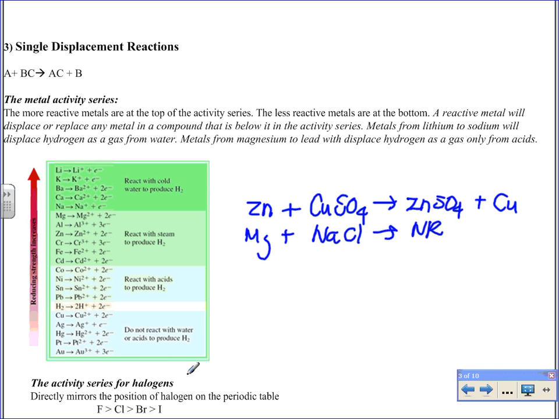The activity series for halogens. Halogens, much like metals, can displace one another. Fluorine is most likely to displace versus iodine, and these just fall in order the way that they're on the periodic table. So for example, if I've got fluorine reacting with sodium chloride, because fluorine is higher up on the activity series, it's going to be able to displace the chlorine here. So I will get sodium fluoride and chlorine gas. And I recognize that that's unbalanced, but we'll worry about that later.